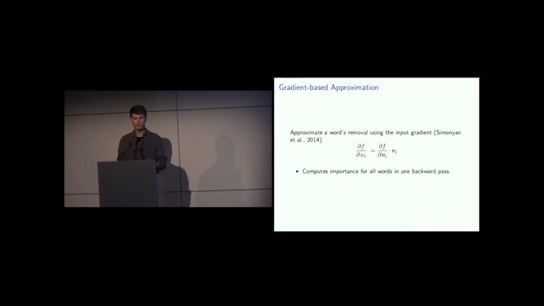So the most common way to do interpretation is probably using the input gradient. Essentially, I backprop from my classifier f into the word vector v, and then I multiply that gradient by the word vector itself. This gives me a final importance value for each word, and I can do it in a single backward pass of the model. So we'll use this gradient approximation in all of our experiments.